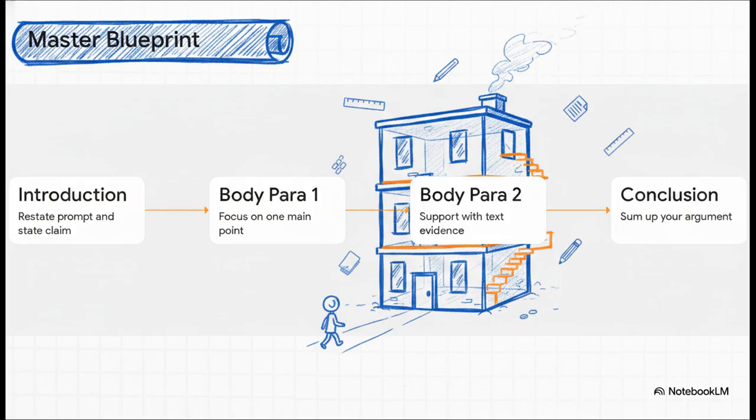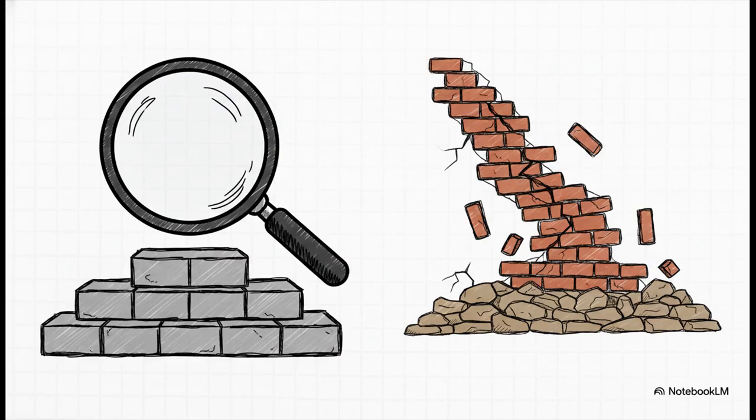I mean, think about it. If you try to build the roof before you've even put up the walls, the whole building collapses. Sticking to this strict 4-step structure ensures your reader can safely and easily walk through your argument from beginning to end. Let's start with step 1, the introduction.